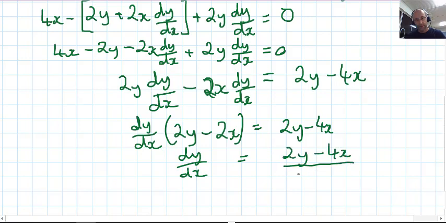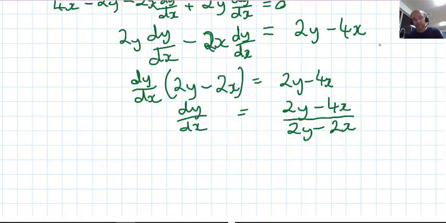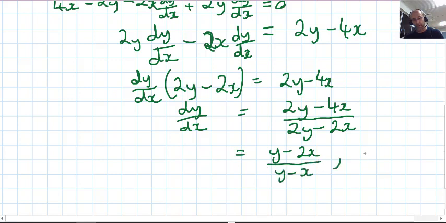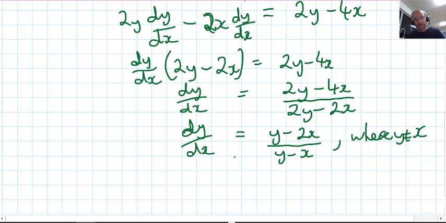Then we can divide through on the right hand side by a factor of 2, giving (y take 2x) over (y take x). We can't have y equal to x, because we get 0 in the denominator there. So that's our gradient function, and dy/dx is a gradient function. It will give you the gradient at any particular point. It's basically the story of the gradient of the curve.